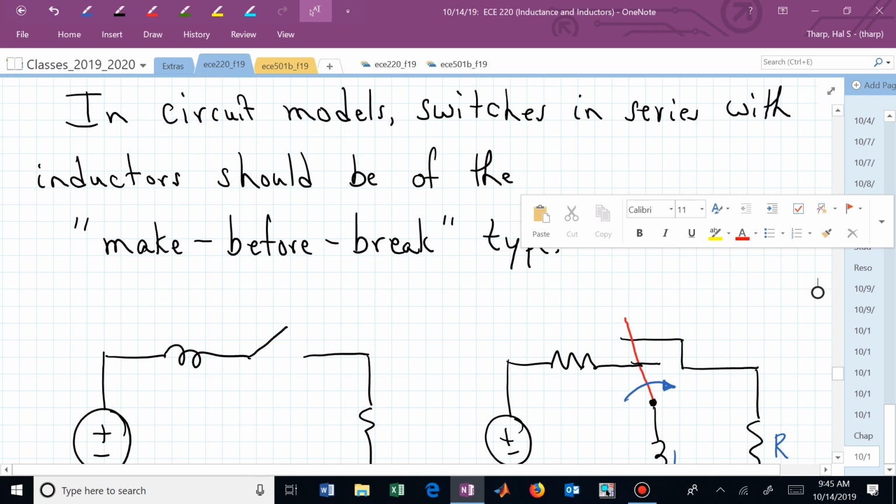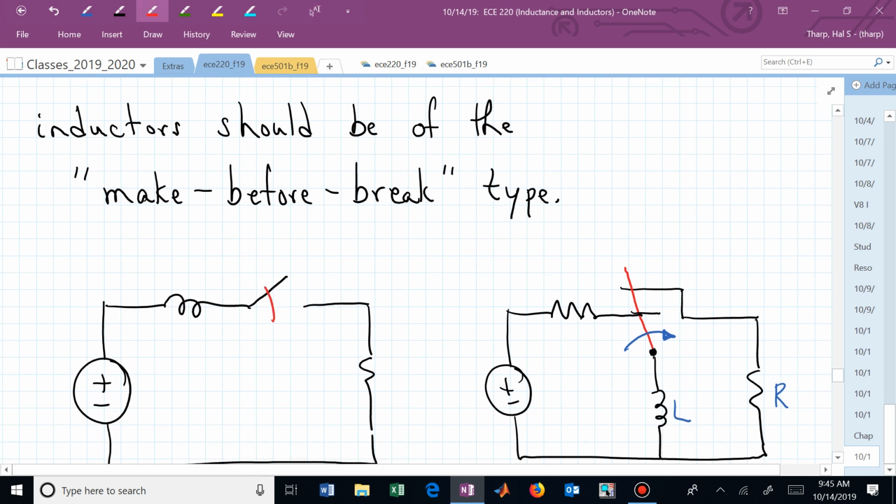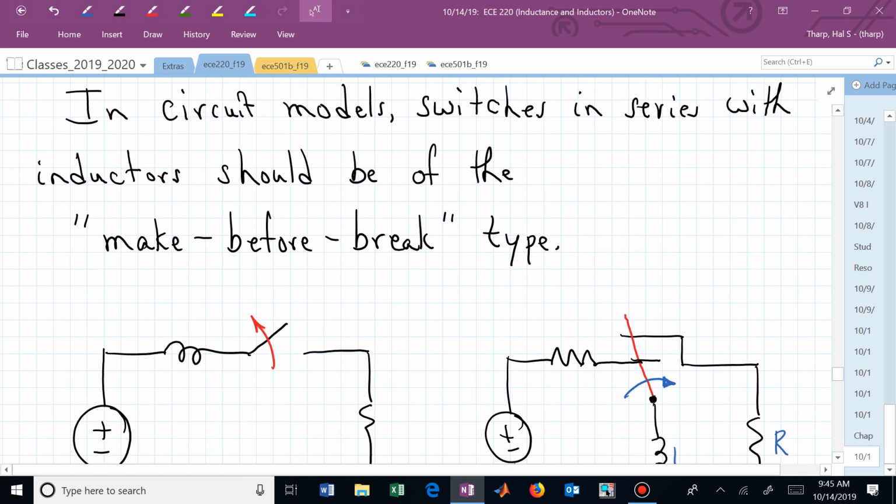Now, in circuit models, if we had a switch in series with an inductor, that's not a good thing. We'll have arcing. We'll have things happening that we really don't want to have. We'll have high voltages present or created. So the circuit on the left is kind of the no-no. And I've tried to now sketch a make before break type switch.